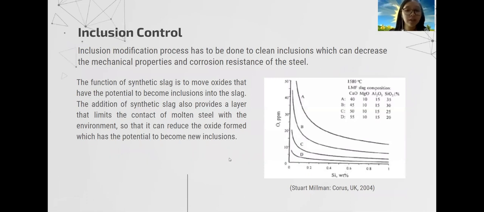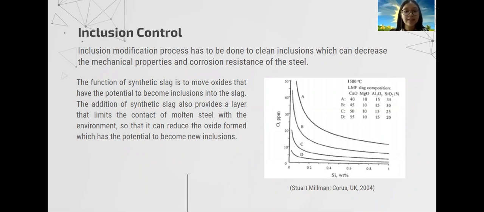Why should we control the inclusions in molten steel? Inclusion modification has to be done to clean the inclusions, which can decrease the mechanical properties and corrosion resistance of the steel. The first method to decrease inclusions is by using synthetic slag. The function of synthetic slag is to move oxides that have the potential to become inclusions into the slag.